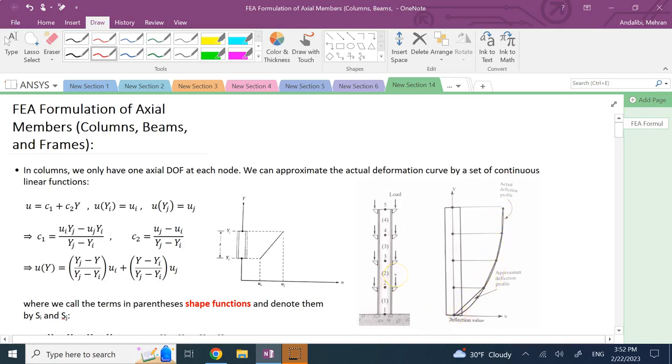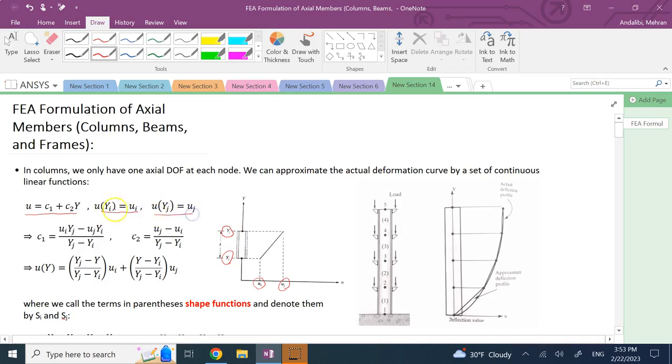So remember, FEA is an approximation. So we say that we approximate U, which is the axial deflection, versus Y, which is the physical location of the node, to be a line like this. And this is just for one element. And then at the two nodes, I and J, on the two sides of it, where the locations of those nodes are YI and YJ, then the U's are UI and UJ.